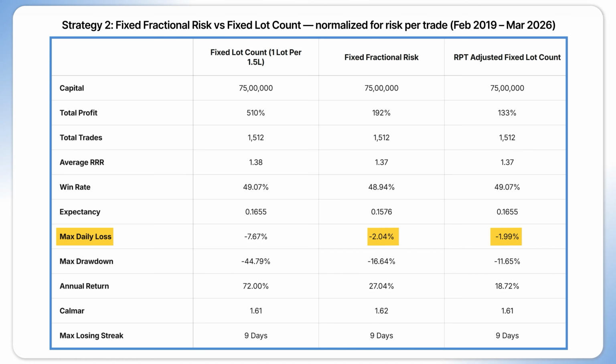Correct. So more or less the daily loss percentage is fixed because we normalized it. Yes. But the returns in fixed fractional are greater. Considerably greater. Yes, considerably greater.